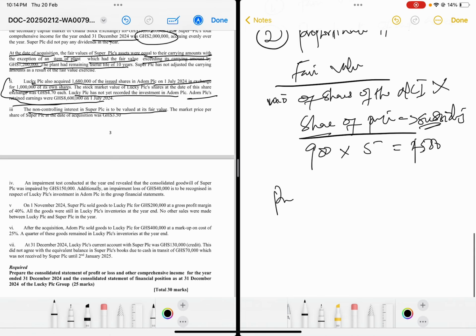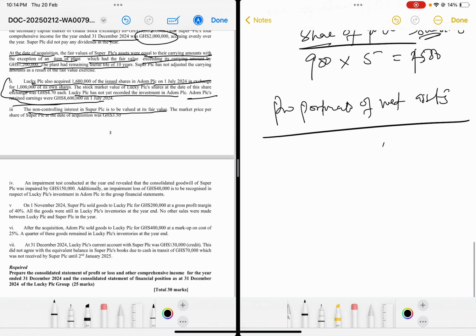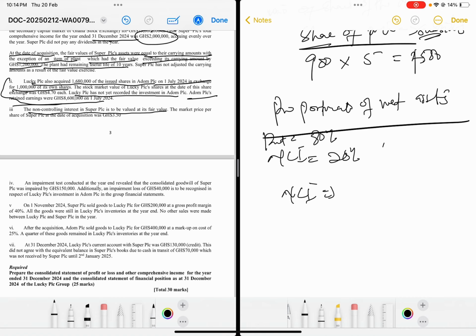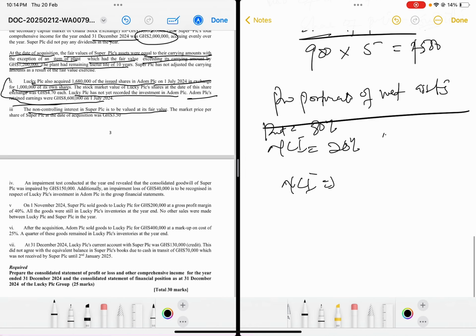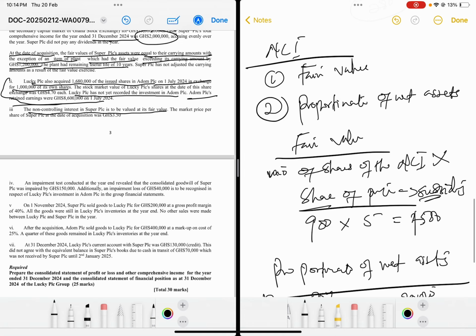The second one is a proportionate share of what? Net assets. So this is where we multiply the percentage of the NCI. For example, if the parent is holding 80% and the NCI is holding 20%, then to find the NCI, you take the proportionate share of net assets at acquisition. So if the net assets, after you have done your valuation, are maybe 20,000, then the NCI will just be 20% times what? Net assets. That will give us 4,000. So take note of the two differences, fair value and proportionate.